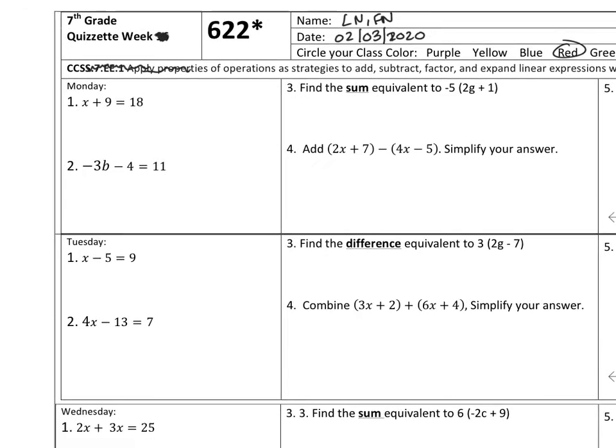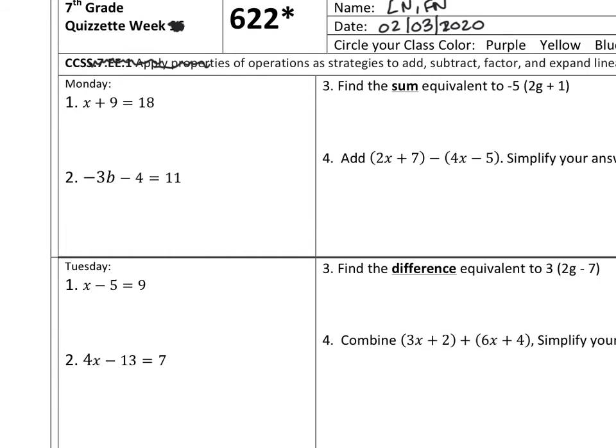All right, so Monday number 1 says x plus 9 equals 18. It doesn't really give you an instruction. I will tell you what the instructions are. It's just to solve for x or find the mystery number. In this case, it's x. So we're going to solve for x.